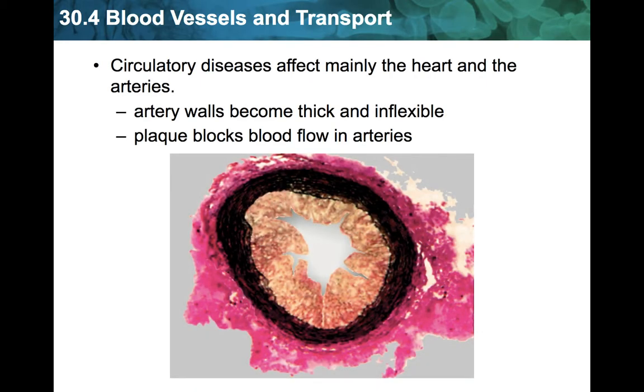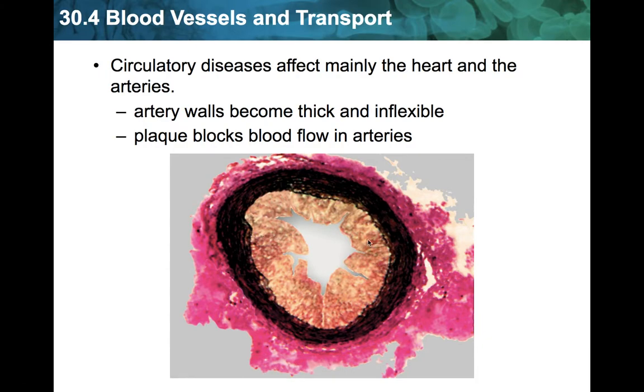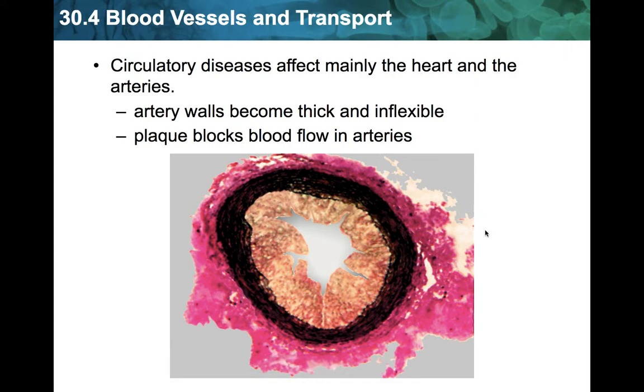Circulatory disease affects mainly the heart and the arteries. So this is a cross-section here of an artery. And what you see in the center here is called plaque. And this plaque blocks blood flow in arteries. So if this is the artery wall here, and blood's supposed to be able to move through this whole inner part, but there's a bunch of plaque in the way, your blood's obviously not going to be able to flow through there as easily or nicely, and it's going to cause all kinds of problems and even a heart attack.